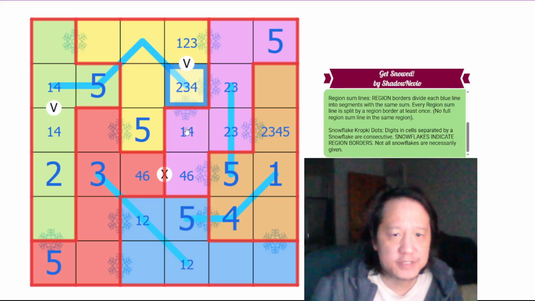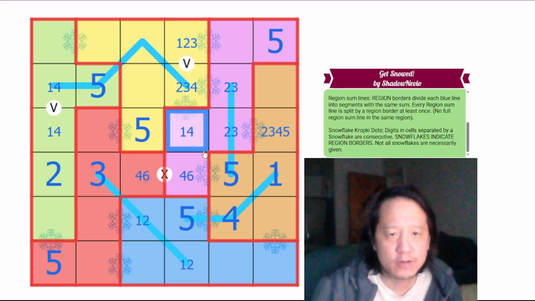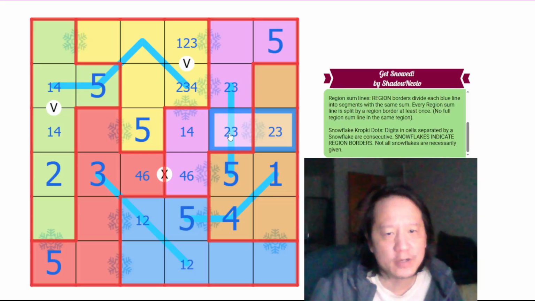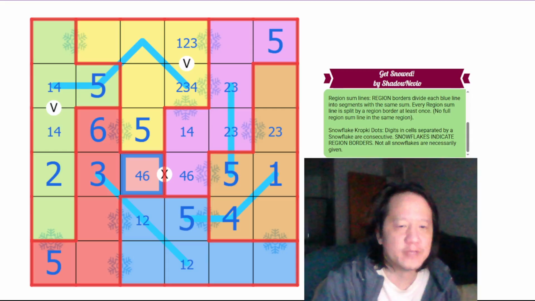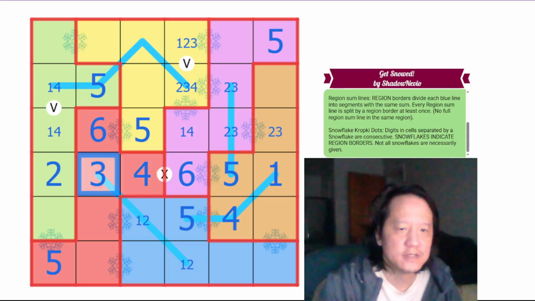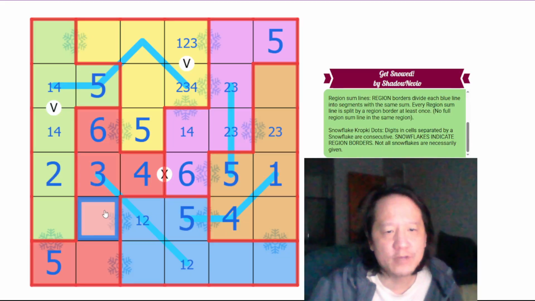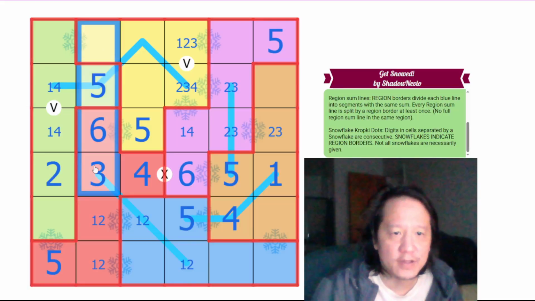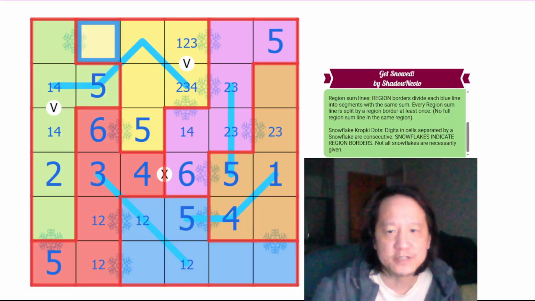Therefore, to be consecutive with 1 or 4 here, this can't be 4 and it cannot be 5, so we have a 2-3 pair here. 5 is consecutive with 6, so this eliminates 6 here, so that's 4, which eliminates 4 here, so that's 6. The rest of the red region is 1 and 2. That leaves in column 2, the remaining digit is a 4.